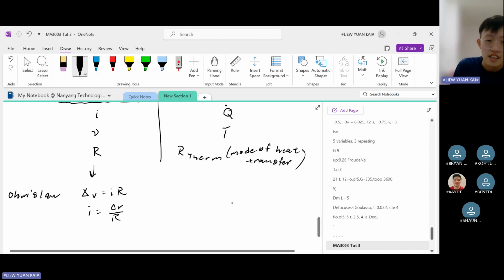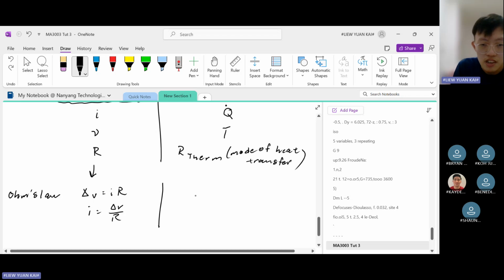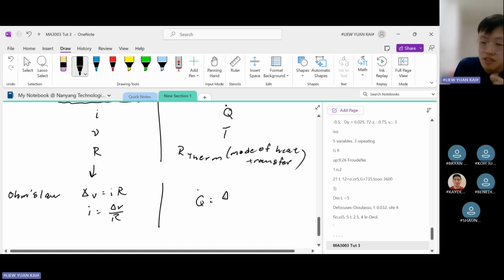Now, in thermal circuits, we will also apply Ohm's law. Remember what I is? I, we say, is our rate of heat transfer, which is Q dot. So Q dot will be equal to delta T over R, where V is similar to temperature, and R is your thermal resistance.